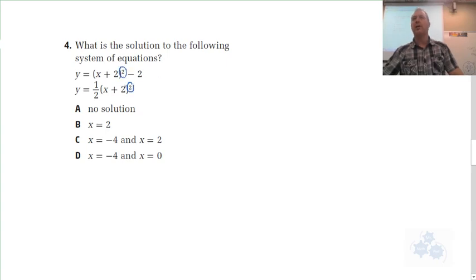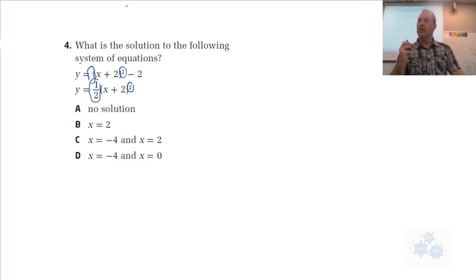So these are 2 parabolas. They both open upward, don't they? Because the a values, this is a plus 1 right here, and this is a plus 1/2. Okay? Now, before we graph or before we do this algebraically, we might be able to answer this question without doing a lot of work if we just use our minds to reason through it.